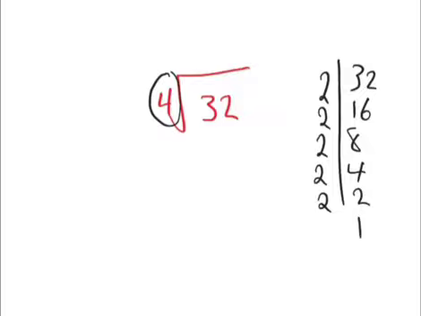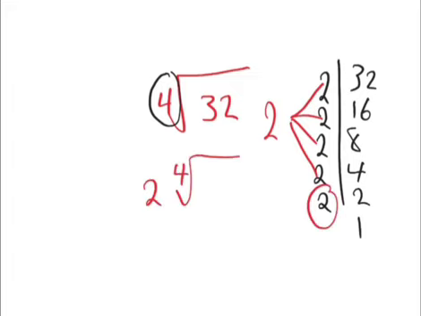And now you will take a group of 4 as 1 and take it outside the radical sign. 1, 2, 3, 4. So here is 2 and the remainder is 2. So you get 2 fourth root of 2. And this is your answer.